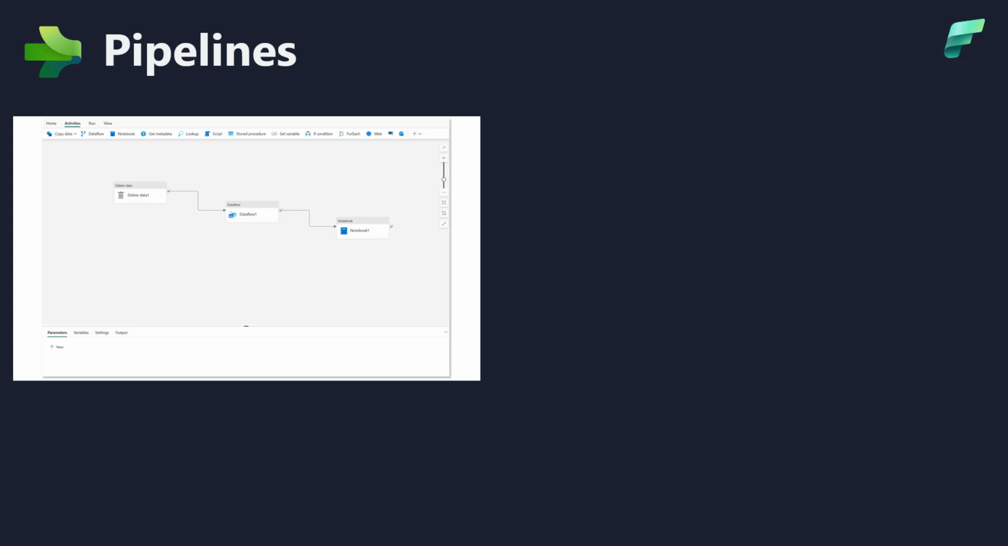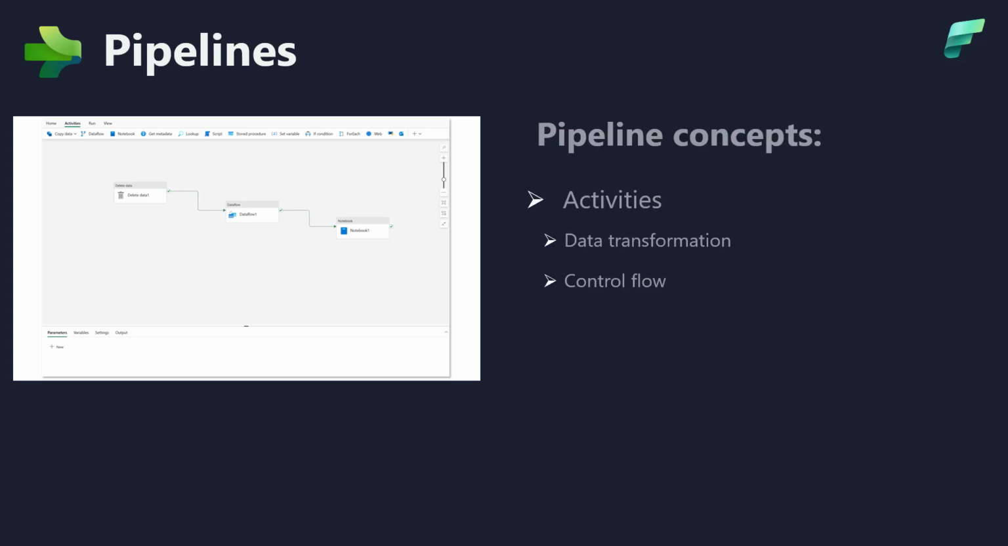Let's now examine the core pipeline concepts. If we start with activities, activities are the executable tasks in a pipeline. You can define a flow of activities by connecting them in a sequence. The outcome of a particular activity, which can be a success, failure, or completion, can be used to direct the flow to the next activity in the sequence.